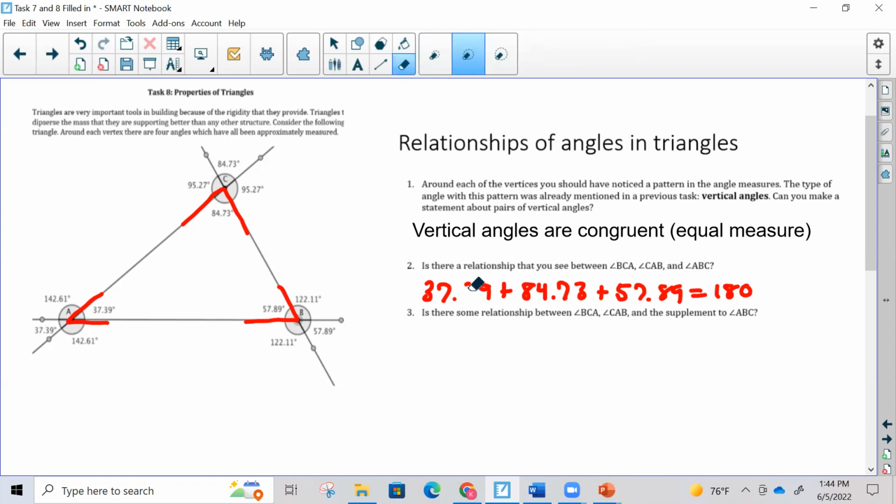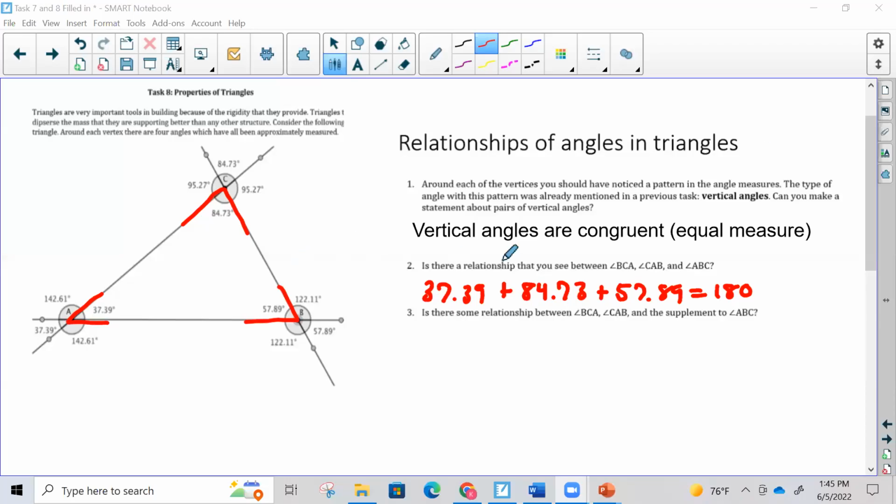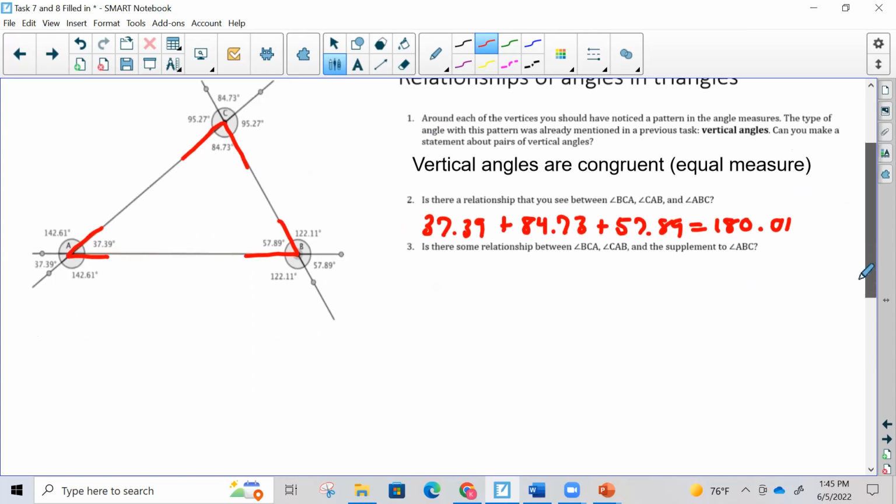And for any triangle, that is always true. I think these add up to slightly off just because their approximate measures are slightly off, but they should all be 180 degrees when you add up the 3 angles in a triangle. So like I said, these add up to 180.01. It's slightly off just because they're approximate measures, but the 3 angles of a triangle should always add up to 180 degrees.